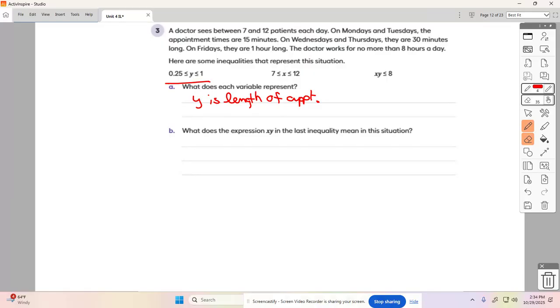But I have a question. It said that it was 15 minutes. Why do I see 0.25 there? Because 15 minutes is a quarter of an hour. Very good. 15 minutes is a quarter, or a fourth, of an hour. Wait, what is APPT? Appointment. I just didn't want to spell it out. So Y is the length of the appointment, how long that appointment took. Let's look at the next one. I have X that's between 7 and 12.